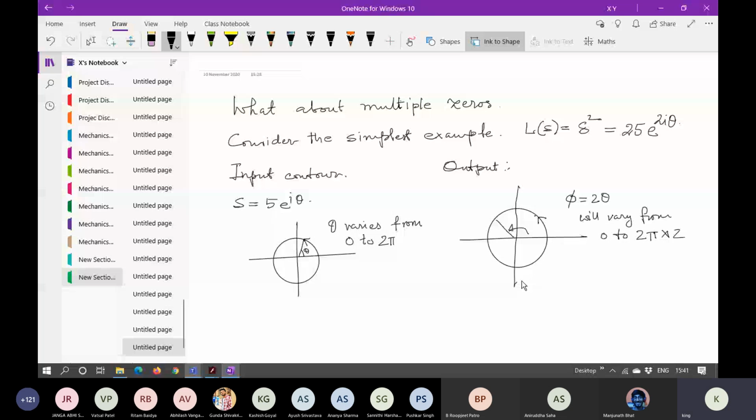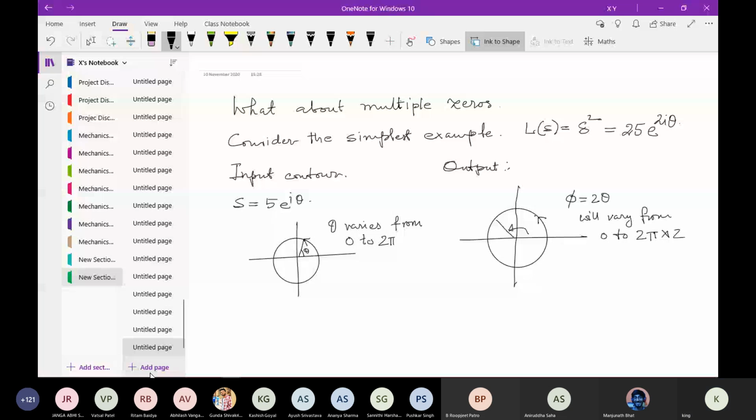Your input contour, close contour, you traverse fully, your position vector about the origin is going to rotate through 0 to 2 pi. Your output plot, the position vector of a point in that case will move through 0 to 4 pi. Magnitude we are not bothering about, but this is bound to happen.